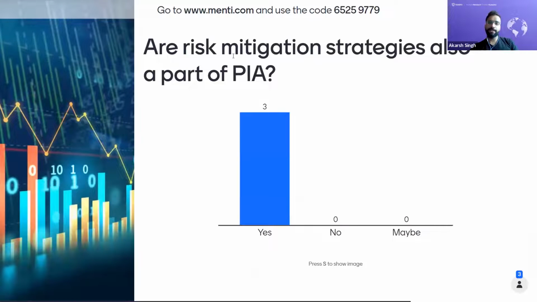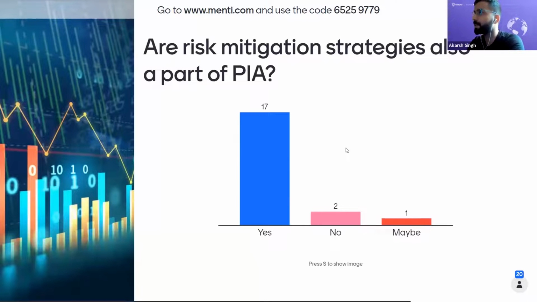So are risk mitigation strategies also part of a PIA? Guys, yes or no? Okay, so basically how it works in a PIA is, the PIA as a document can definitely be used for mitigations, because in the PIA document itself, you will have mentioned what are the risks you found out in that process. Now let's take the example of an HR process.